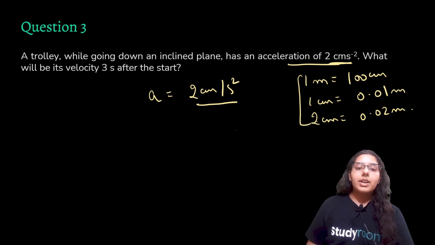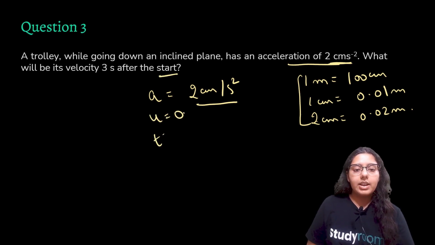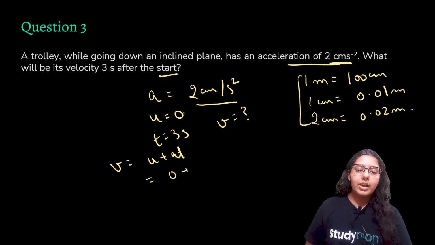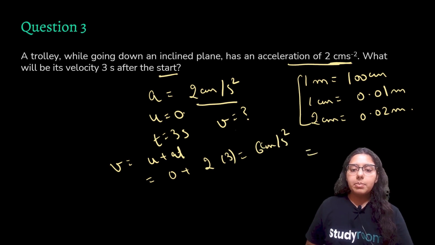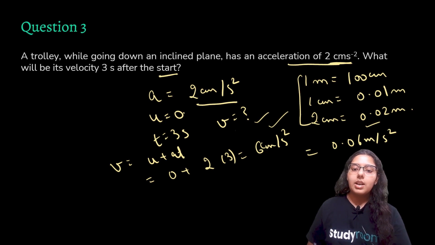What will be its velocity 3 seconds after the start? If it is starting, initial velocity is 0. Time is your 3 seconds. Nothing, you have to just calculate v is equal to u plus at. You just have to calculate the final velocity after 3 seconds, right? So what will it be? 0 plus 2 into 3. That is your 6 centimeter per second, or you can also say, since 6 centimeter is 0.06 meter, it will be 0.06 meter per second. Both are correct, in meter per second and in centimeter per second.